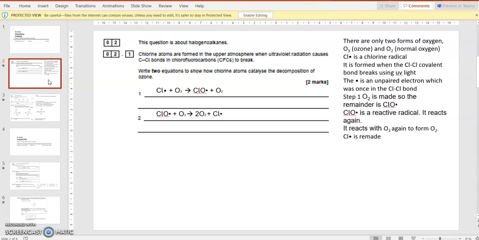is very reactive and will react again with more ozone, causing a problem because it will deplete the ozone, and that might allow harmful UV rays to come through and cause things like skin melanomas, etc.